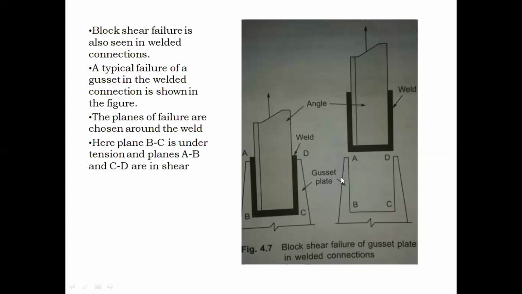Even in welding, you can see the block shear failure. The complete block will fail like this when it is connected with the help of welding. This is how the complete welded part will come out from the gusset plate. Now you can see there are two shear planes and one tension plane. This is the tension plane, and this plane is a shear plane and this plane is a shear plane, right? By that you can calculate the areas at every section.